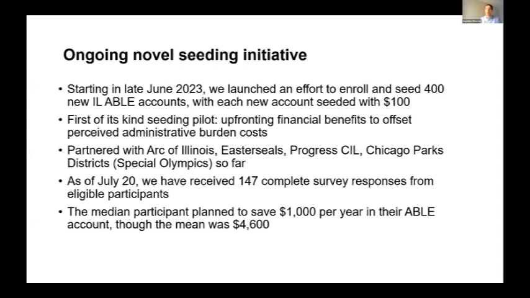So far, as of last week, we have received about 147 complete survey responses from these eligible participants. We are now in the process of matching that survey data with the Illinois State Treasurer's Office admin data to see how many of these individuals ended up opening an account, receiving the seeding $100 financial incentive. And what we do see from the survey data is that the individuals who are taking part, at least in our survey, plan to save at least $1,000 or more per year in these accounts.